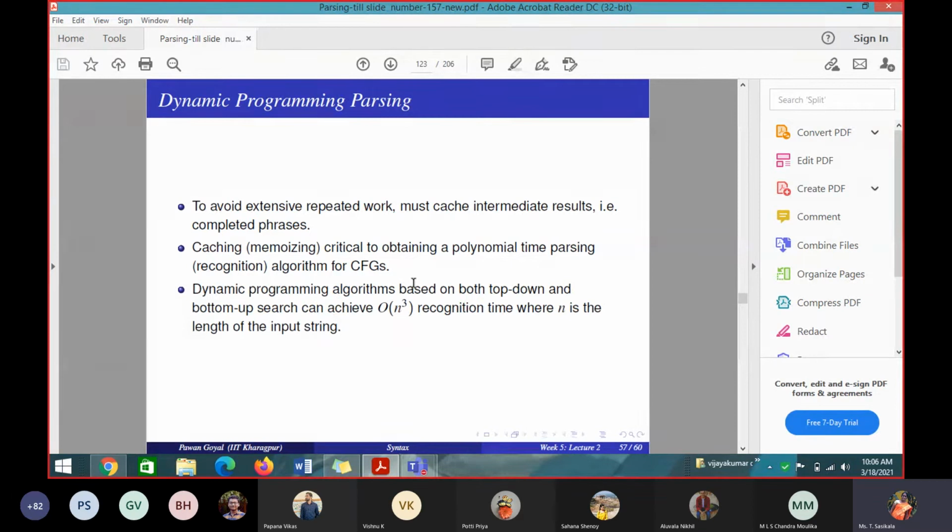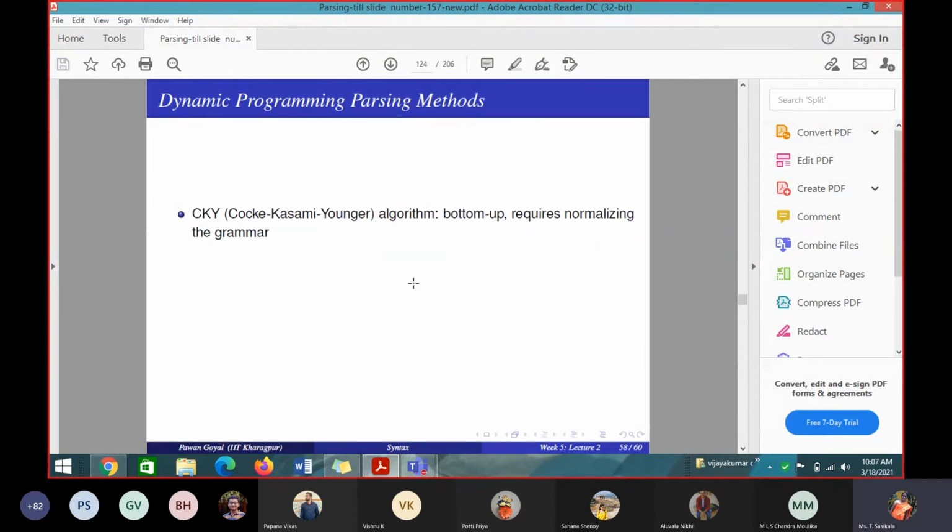Okay, so for that we are going for a dynamic programming algorithm. One of the very famous dynamic programming algorithms is the CKY algorithm. You will be getting problems on this CKY algorithm. They may ask about it. CKY is the Cocke-Kasami-Younger algorithm. It's a bottom up approach.